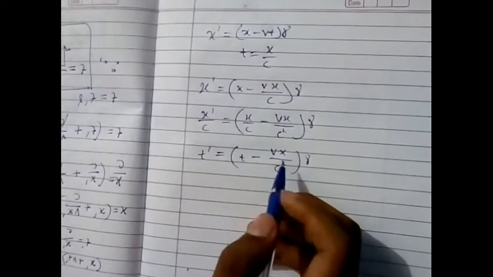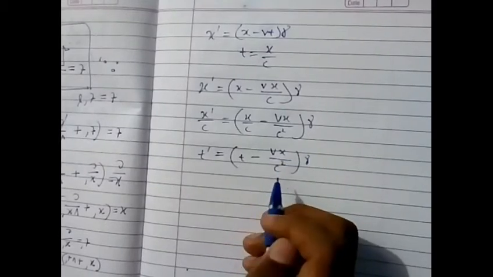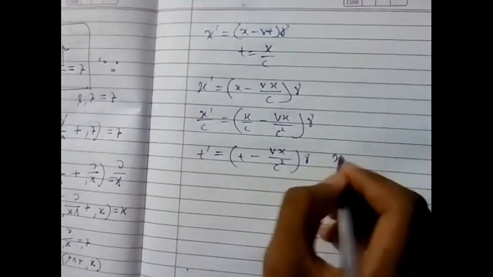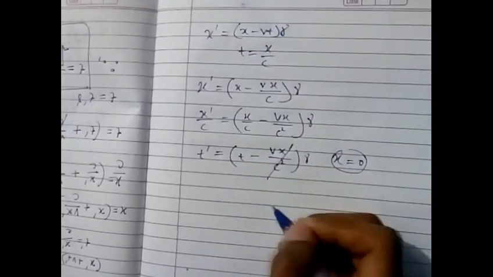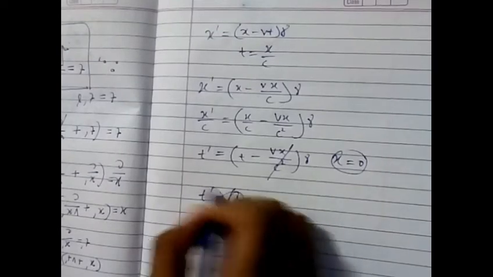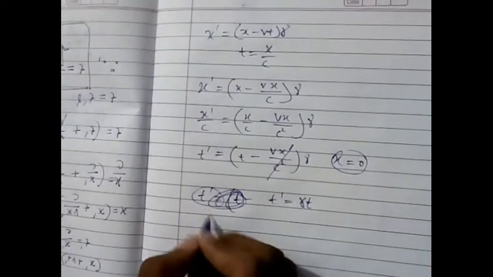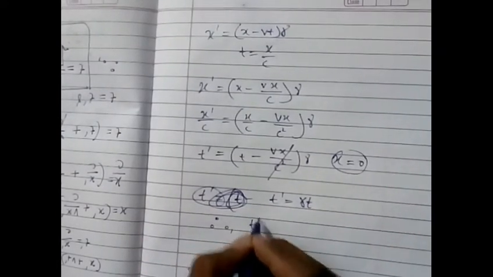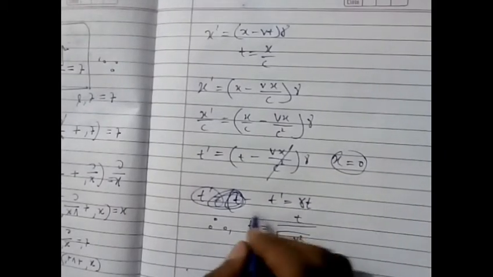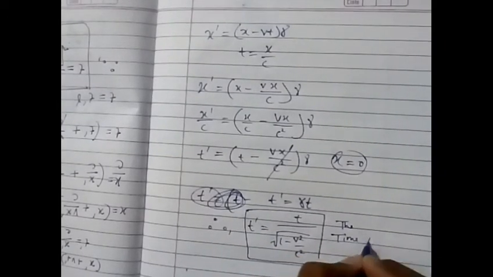And as I told you, S prime will say that he is actually at rest, instead S is moving, so x is equal to 0, therefore we can just cancel this term out, and we'll have t prime equals t times gamma. This can be written as t prime equals t over under root 1 minus v square over c square, and this is known as the time dilation.